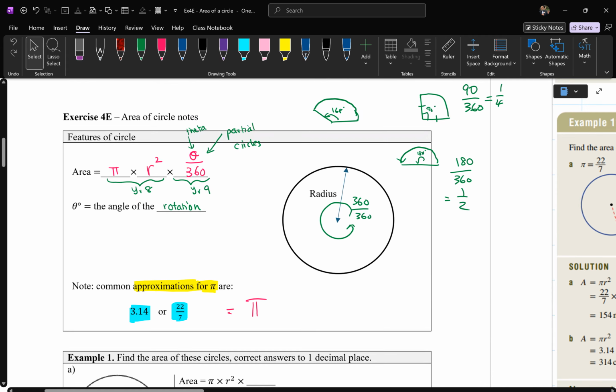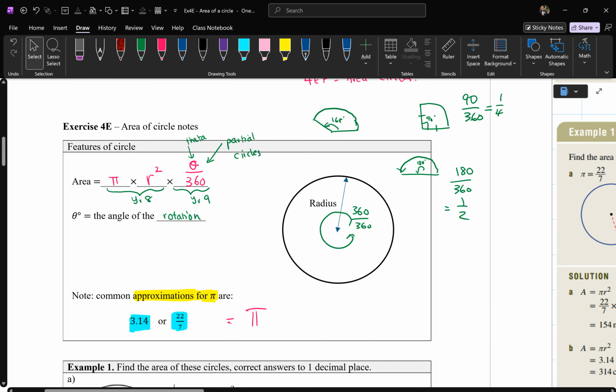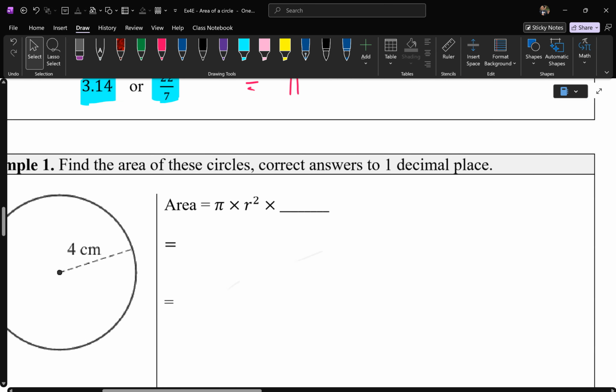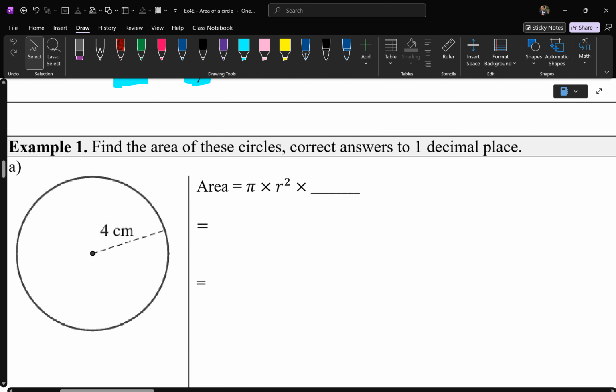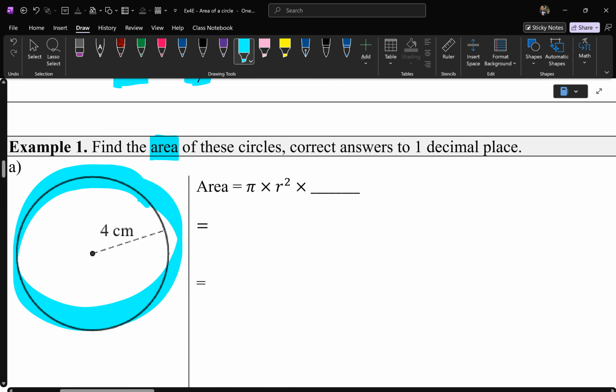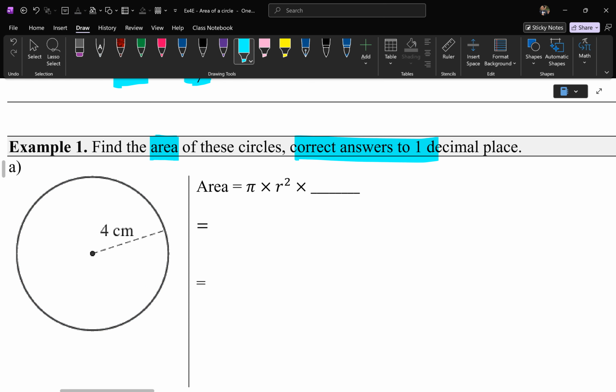Here we go. Let's do the first example. You've got the formula here. That's the formula we're going to be using. All right? Here we go. Let's do this question here. It says, find the area of the circle. So I've got a circle. And it says correct answer to 1 decimal place. Right? So first question is, area formula for a circle is pi times r squared, radius squared, not r2. Okay, so radius squared times, this is the part of the circle we want. Now, how much of a rotation am I doing to draw the circle?